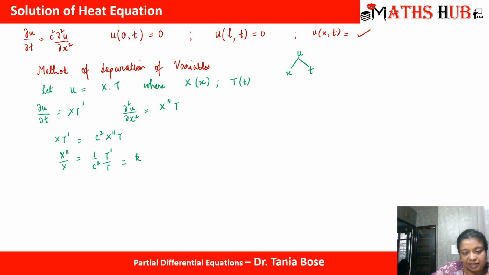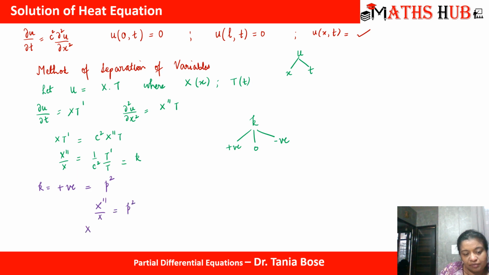And now let us see that what can be the possible values of k. K can be positive, k can be 0, and k can be negative, right? So let's take up the first case when k is positive. So when k is positive, we can assume k to be p square. So let us put the first equation X double dash by X equal to p square.